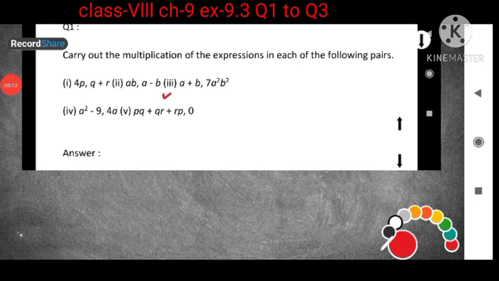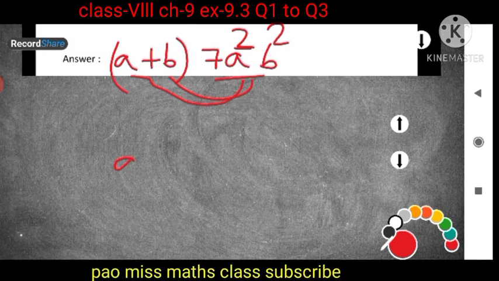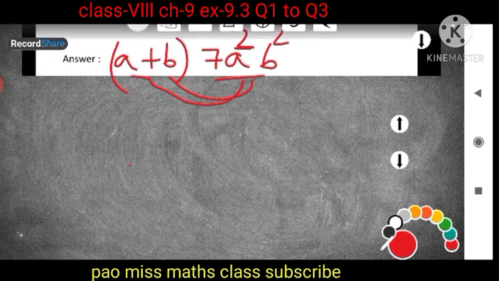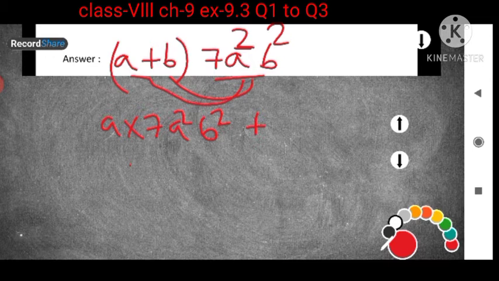Now question number 3. Here the first given expression is a plus b, that means is this a monomial or binomial, isn't it? a plus b. a plus b will multiply with what? 7a square b square. So this is a monomial, that means this monomial will multiply with both the terms of the binomial. That means a will multiply with 7a square b square. Then again plus, the next term will also multiply, b multiply with 7a square and b square.